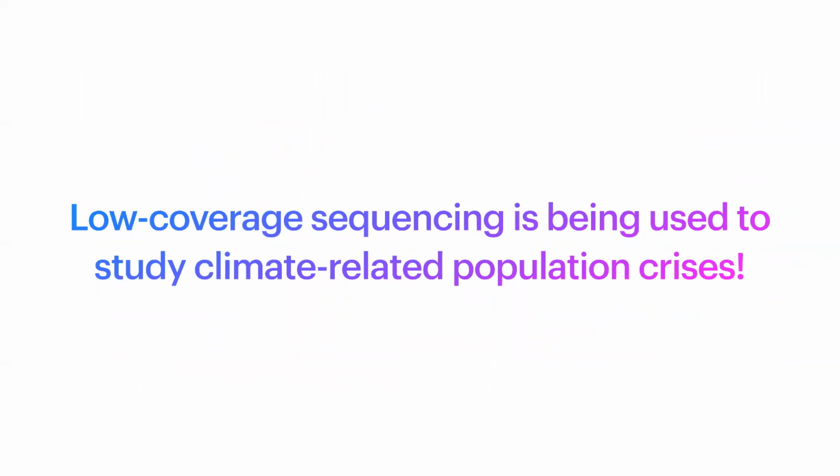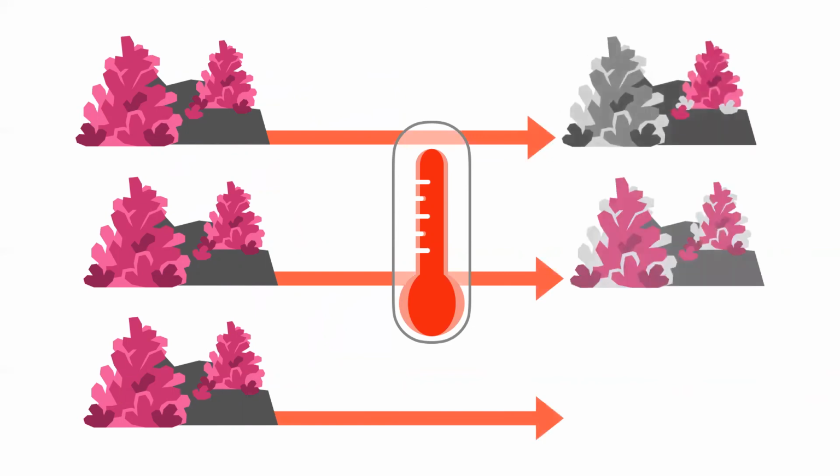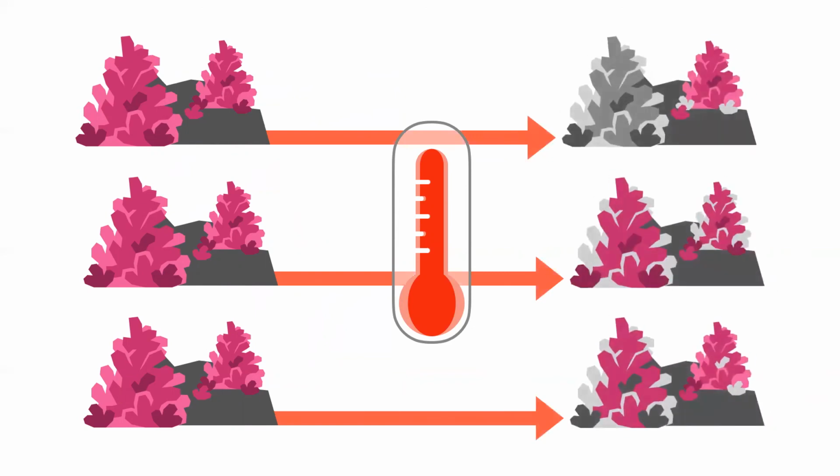And I wanted to close off by talking about how low coverage sequencing is already being used to study climate-related population crises. So this is not my work, but recently published work studying bleaching of coral. There was a bleaching event in 2017 in the Great Barrier Reef, and scientists went out and selected about, I think, 4 branch fragments from 12 different sites along the Great Barrier Reef and phenotyped the degree of bleaching visually and through other metrics at these different sites.